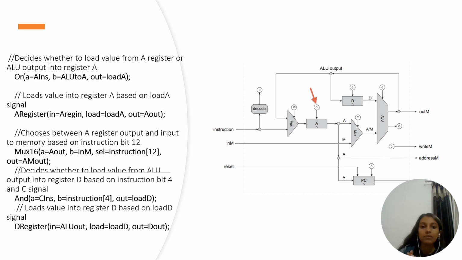Then, same as for the A register, we use an AND gate. The two inputs should be satisfied: it should be a C instruction, and instruction 4, meaning our D3, should be on. It will give load D, which will further help the D register. If load D is on, then it will take the ALU output as input and give the output of the D register.